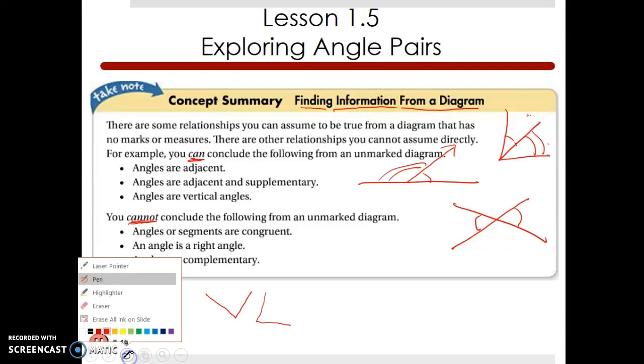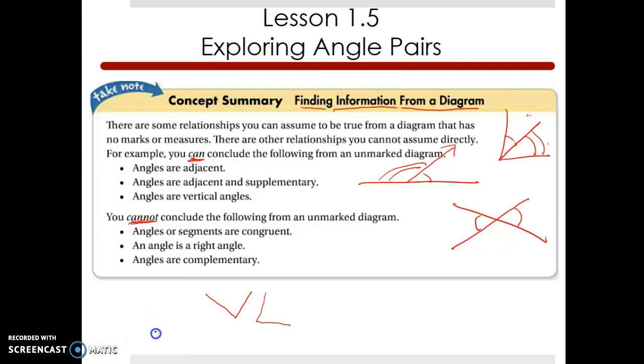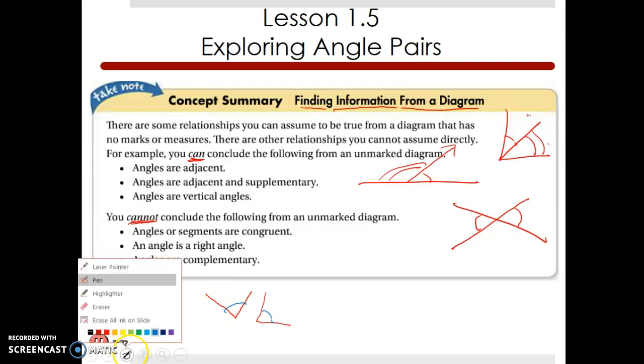So for this one, a congruent marking is if this has one arc, that has to have one arc as well. Sorry, arc, not ring. So you need markings to tell you that they're congruent. If they look like they're congruent, do not assume that they're congruent.